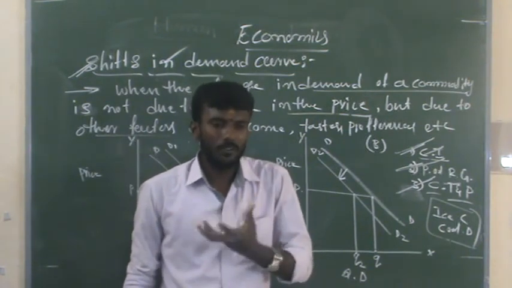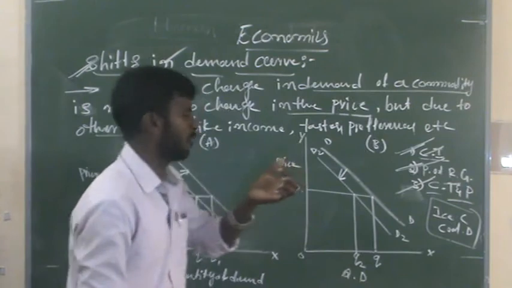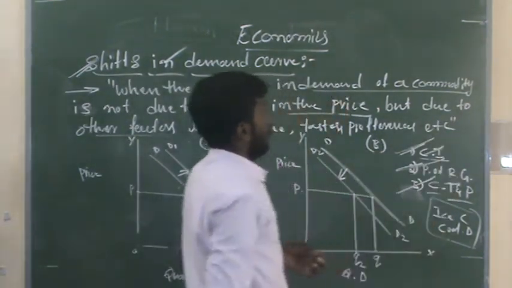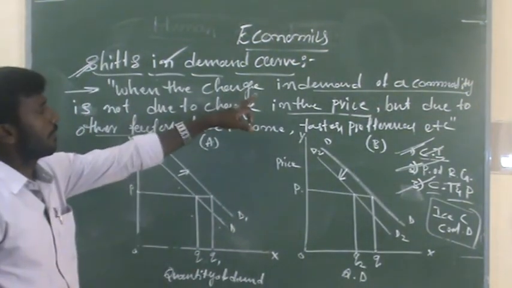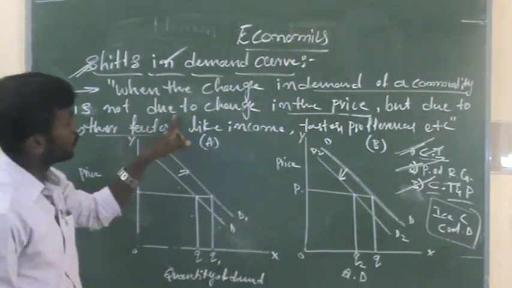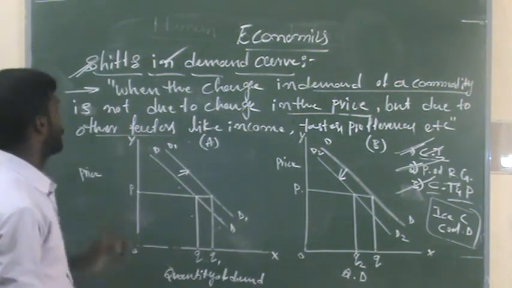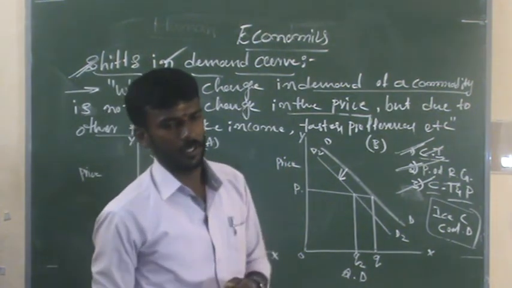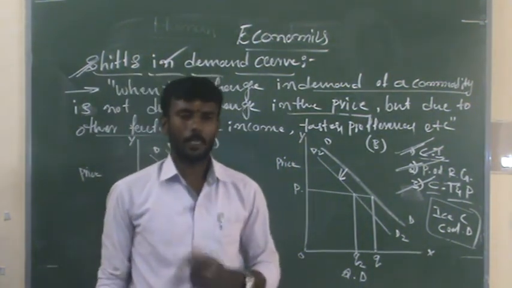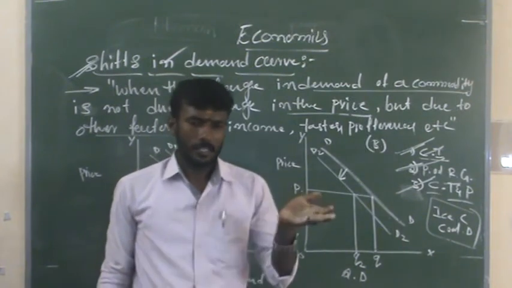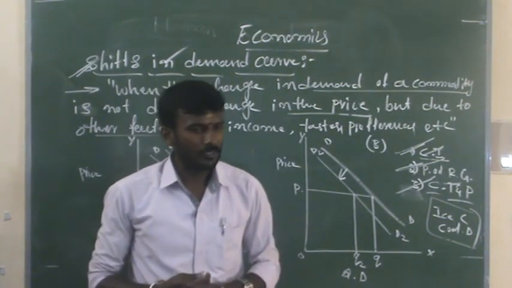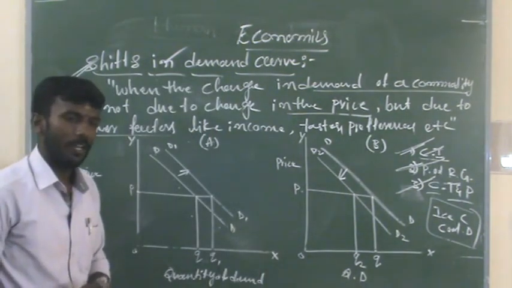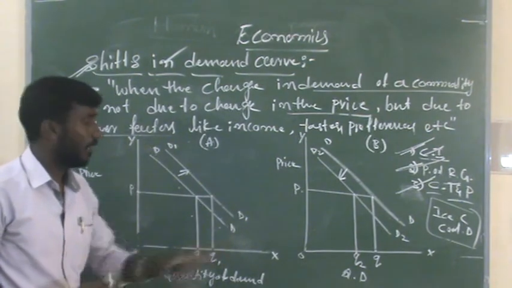Give the meaning of shifts in the demand curve. We have to write it like this. When the change in the demand for a commodity is not due to a change in price but due to other factors like income, taste and preferences, etc., it is called the shift in the demand curve. That is the 1 mark question. The 4 marks question is clear: explain the shifts in the demand curve with the help of a graph, with the help of a diagram.